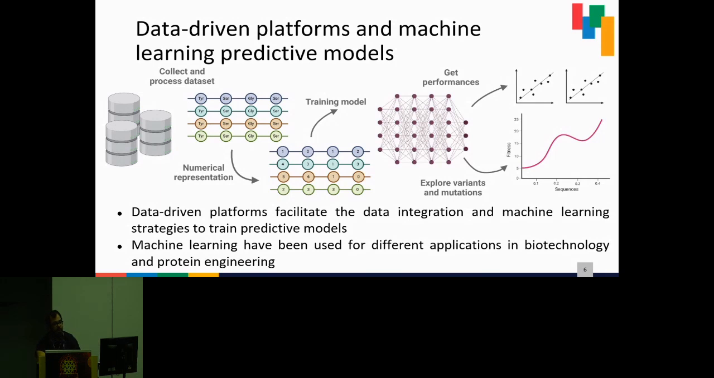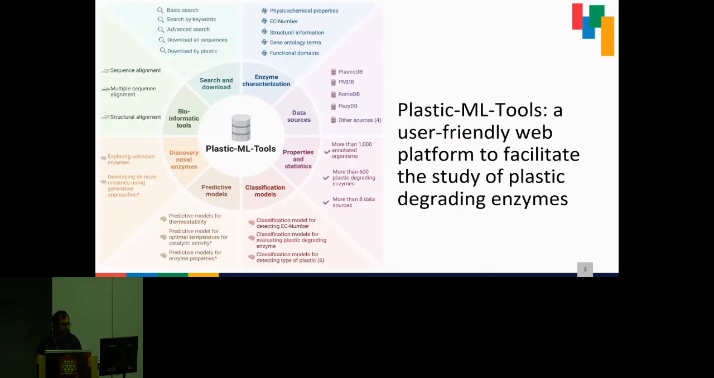The idea of this tool is how to incorporate these strategies in a unique platform to assist in the study of unknown plastic-degrading enzymes. For this, we are working on the PlasticML tool, which has different characteristics. In particular, you can represent different property statistics. We have collected information from different integrated data sets, databases, and resources in the literature.